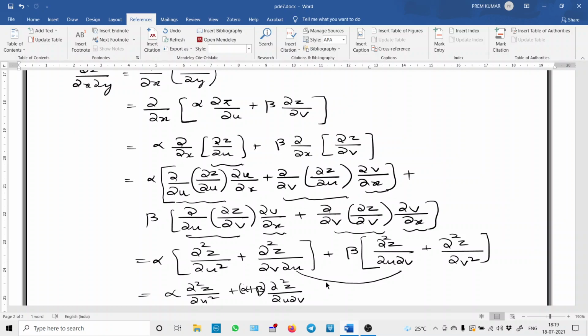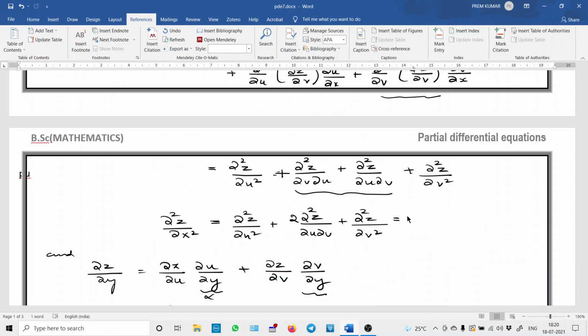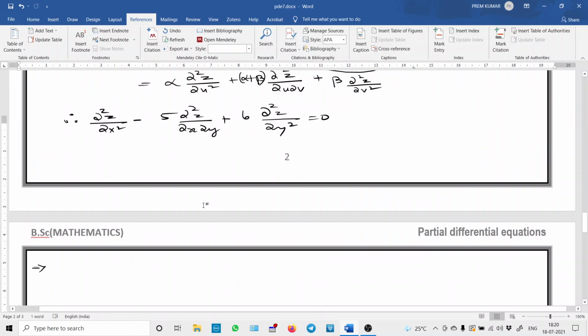Actually, this can be written in a shorter notation. The notation we use is z_uu plus 2 into z_uv plus z_vv. Z suffix uu means ∂²z/∂u², z suffix uv means ∂²z/∂u∂v. So we can use this shorter form. So ∂²z/∂x² is nothing but z_uu plus 2 times z_uv plus z_vv.